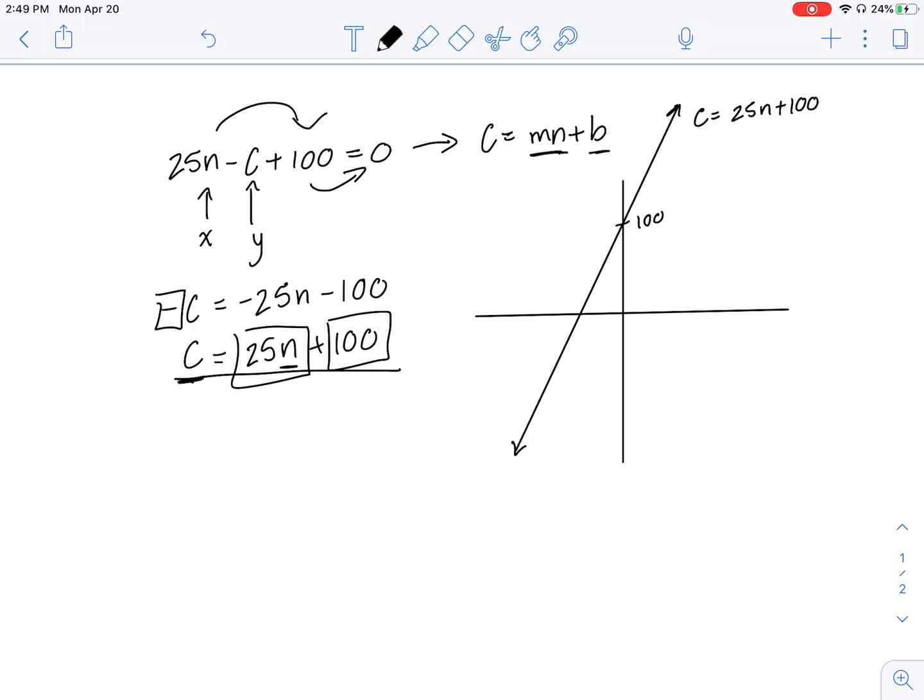And finally, they ask us, what is the rental cost if 200 tables are rented for a charity event? They're basically asking us to calculate c when n equals 200. So let's plug in n as 200 to see what our cost will be. C equals 25 times 200 plus 100. That's going to be c equals 5,000 plus 100. Therefore, c equals $5,100.